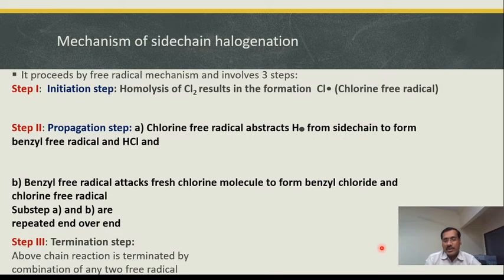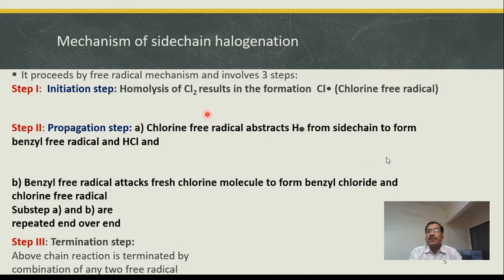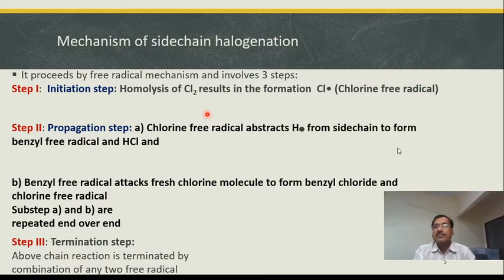Now, looking at the mechanism, as mentioned earlier, this particular mechanism involves a free radical pathway. In the free radical pathway, there are three steps. What are those steps? The initiation step, the propagation step, and the termination step. You take any free radical mechanism in an organic chemistry textbook and you will find these three steps, which are very common: initiation, propagation, and termination.